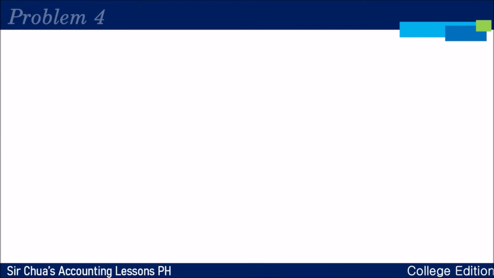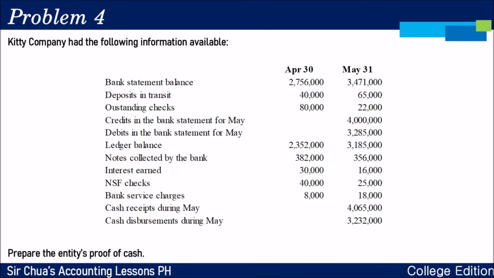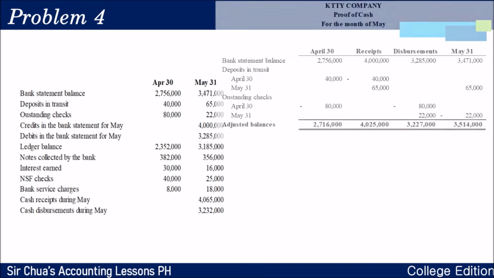And we're ready with problem number 4. In problem number 4, we will be preparing a proof of cash. Okay. Ang proof of cash po ay 4-column bank reconciliation statement para ma-reconcile po natin hindi lamang po lahat ng ating account balances sa cash per bank and per ledger, but also yung mga receipts and disbursements po na nangyari during the month. Okay? So, let's work on this problem.